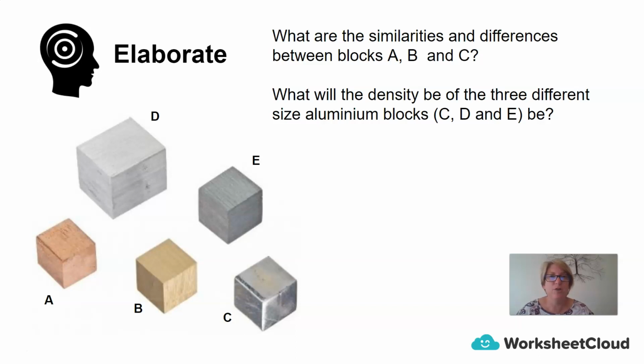So just to get you thinking a little bit more, what are the similarities and differences between blocks A, B, and C? And then the next question is, what will the density be of the 3 different size aluminium blocks C, D, and E? So pause the video for a moment, and I want you to try and answer these 2 questions.